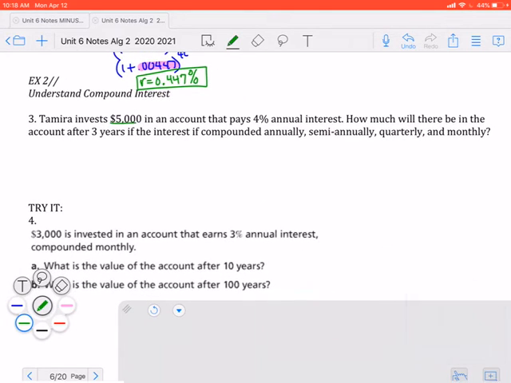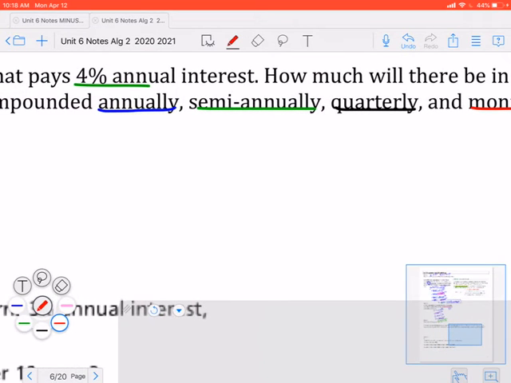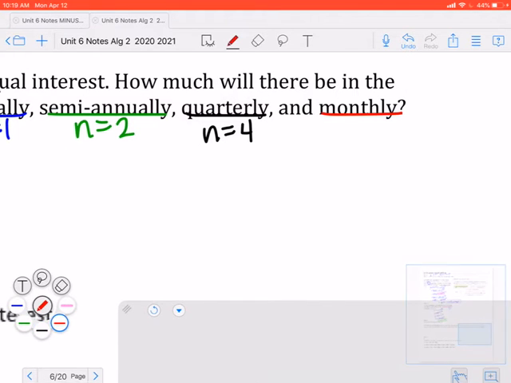Tamira invests $5,000 in an account that pays 4% annual interest. How much will there be in the account after 3 years if it's compounded annually, semi-annually, quarterly, or monthly? The part of the formula that's different for these is the n. For annually, n is equal to 1. Semi-annually, n is equal to 2. Quarterly, n is equal to 4. And monthly, n is equal to 12.